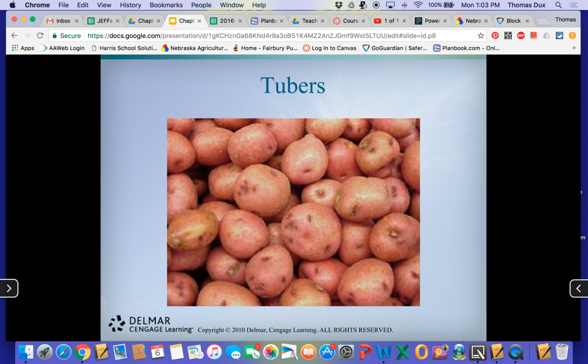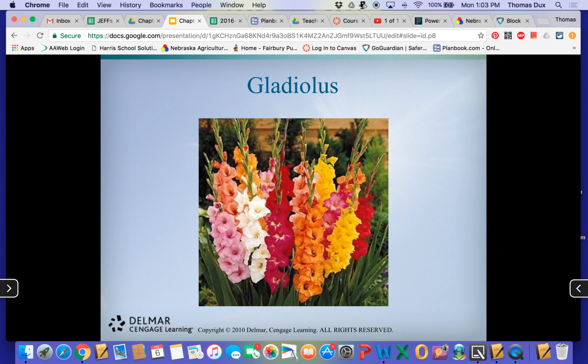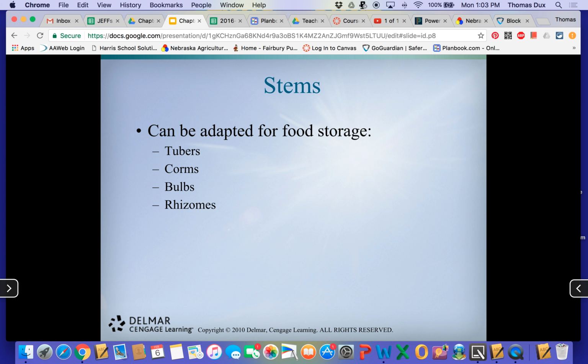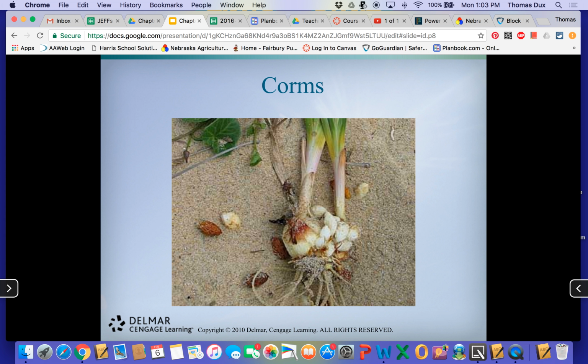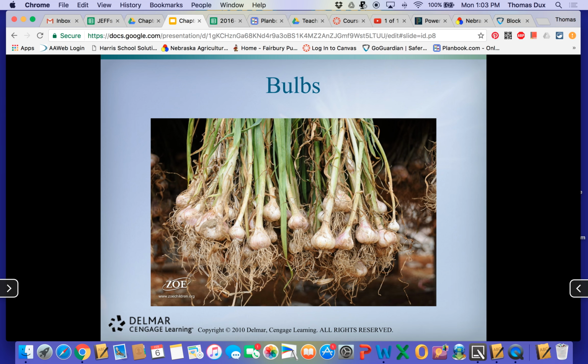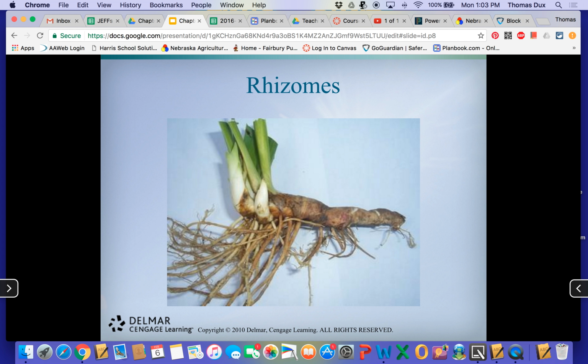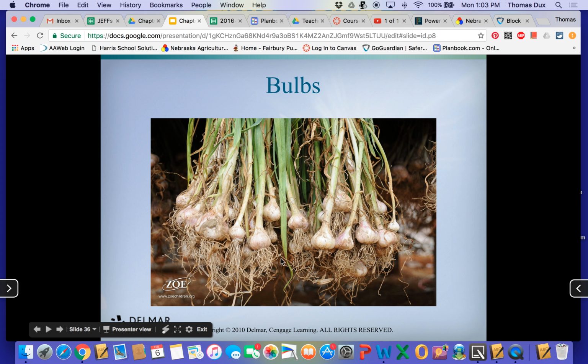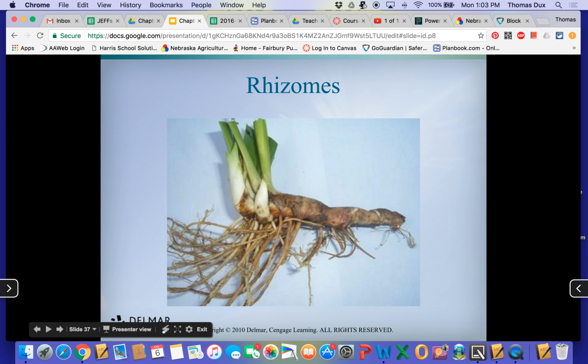Potato is a tuber. It is actually an underground stem. Just like your potatoes out there. Gladiolus would be the corm. A bulb would be garlic, because you can see what's actually coming off of the garlic here. The roots are actually. And then a rhizome.